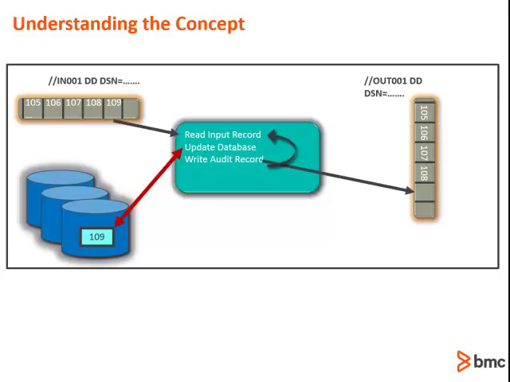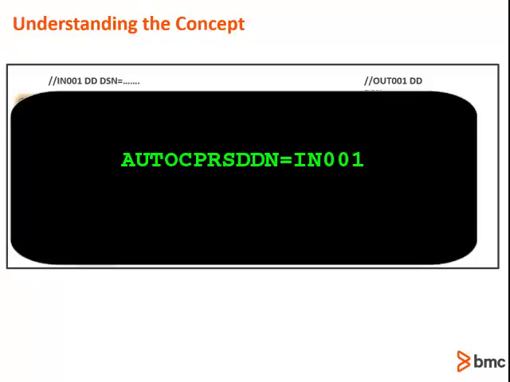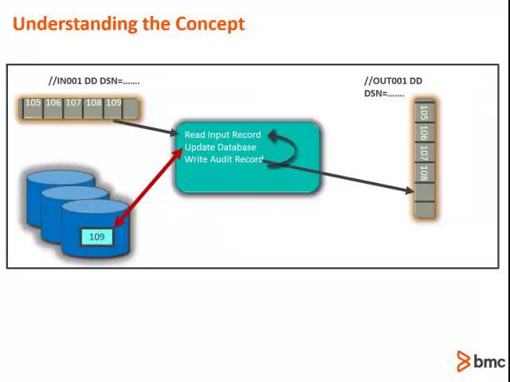In this case, the developer would select the input file as a trigger file by using the following keyword: AUTOCPRS DDN=IN001. By specifying a trigger count of 500, AUTOCPRS CNT=500, ARC would issue a checkpoint every 500 records. The actual placement of the checkpoint for an input file would be just before record 501 is read. For an output file, it would be just after record 500 was written.